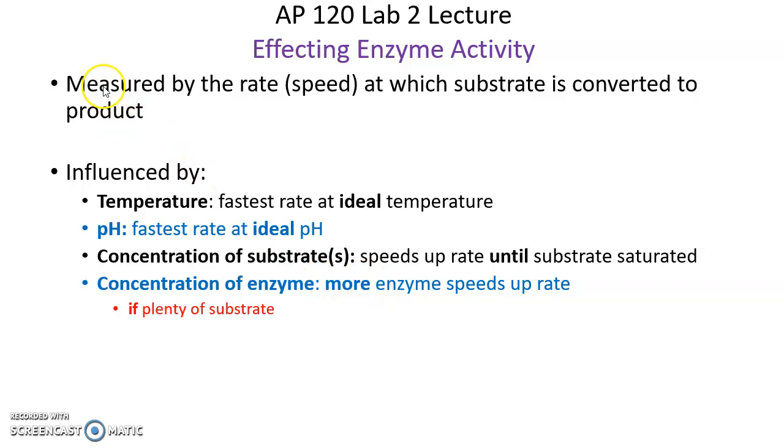All right, so the effects of various characteristics on enzyme activity, how fast the enzyme works. We will be wanting to understand temperature, its effects, what is the ideal temperature, pH, its effects, what's the ideal pH, concentration of substrate, how much substrate is there, does that speed up the chemical reaction, and concentration of the enzyme. Will having more enzyme speed up the reaction rate? And this, of course, depends on whether or not there's plenty of substrate present.